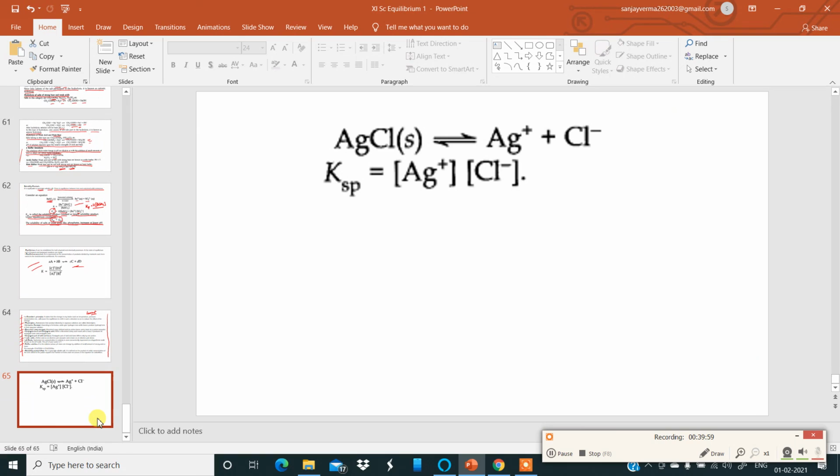Okay, one sparingly soluble salt. Silver chloride is giving Ag plus and Cl minus. So Ksp for this will be K into concentration of AgCl, that will be equal to concentration of Ag plus into concentration of Cl minus.